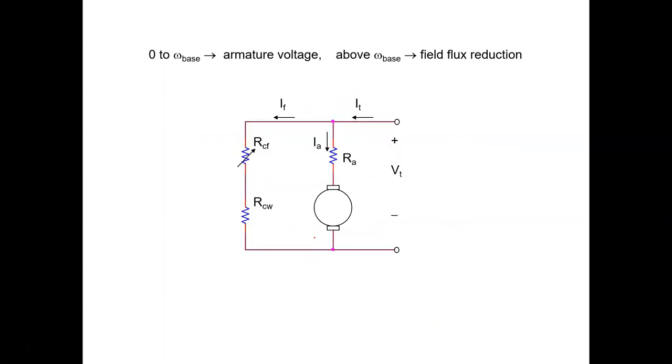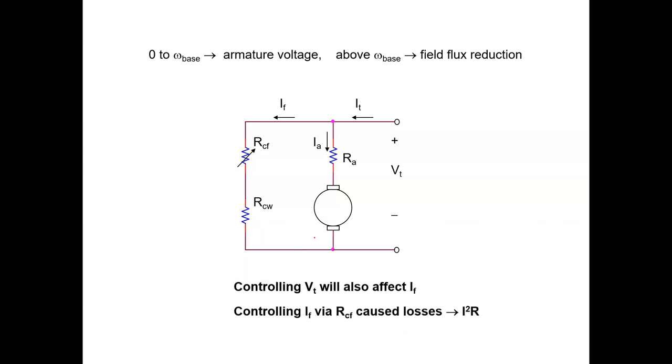So how do we control this based on our schematic of the shunt motor connection? We control the armature voltage by controlling VT, and we control the field flux by controlling RCF. However, there is a problem when we use this method, because as we control VT from zero to the base speed, we will also be affecting IF, which is the field current, or the flux per pole.